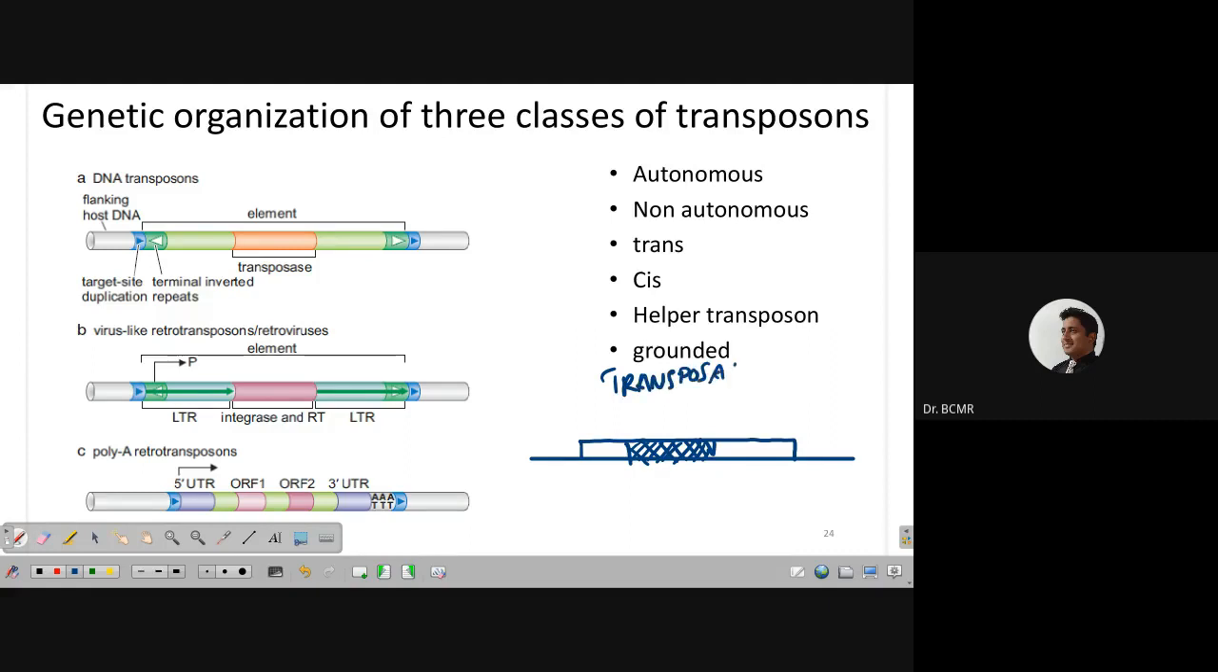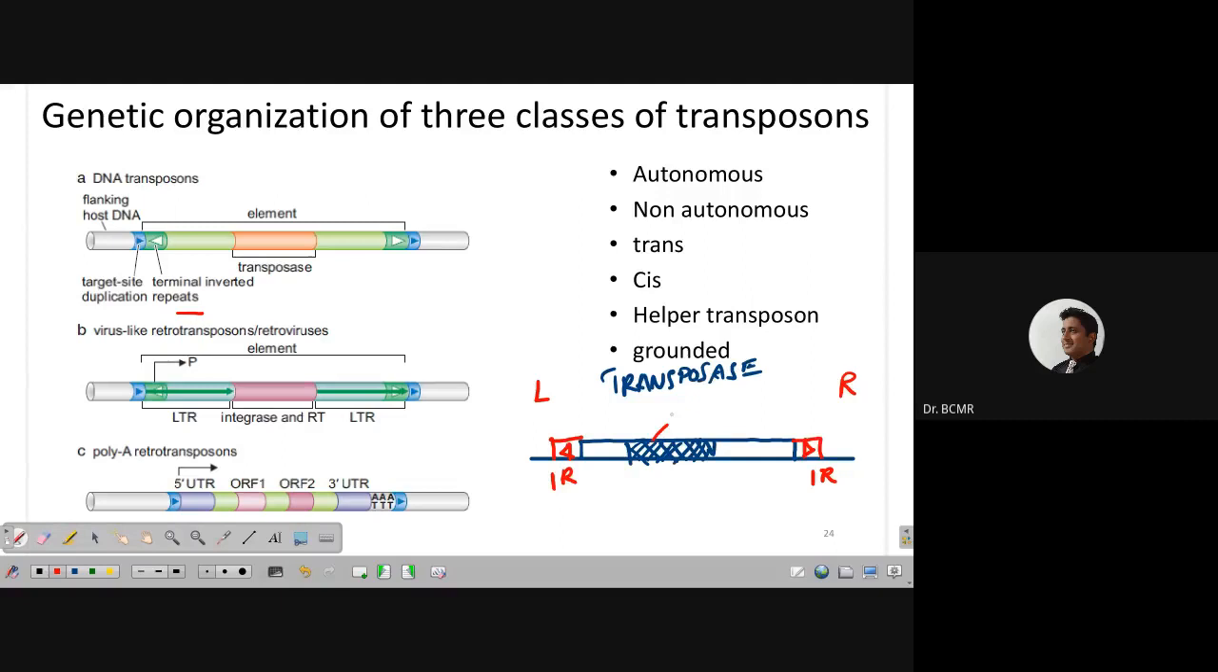Transposase. And there are something else, and they are essential. What is meant by essential? If a DNA molecule has to move from one place to another place, they should have these border regions. These are called terminal inverted repeats, or you can just say inverted repeats. Sometimes you also call them left and right.